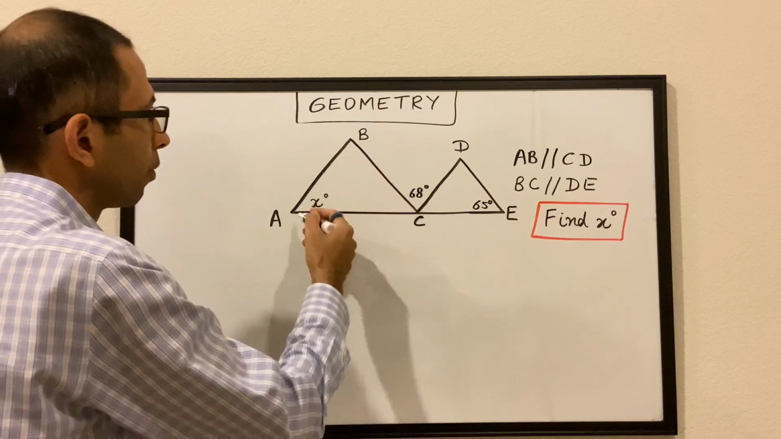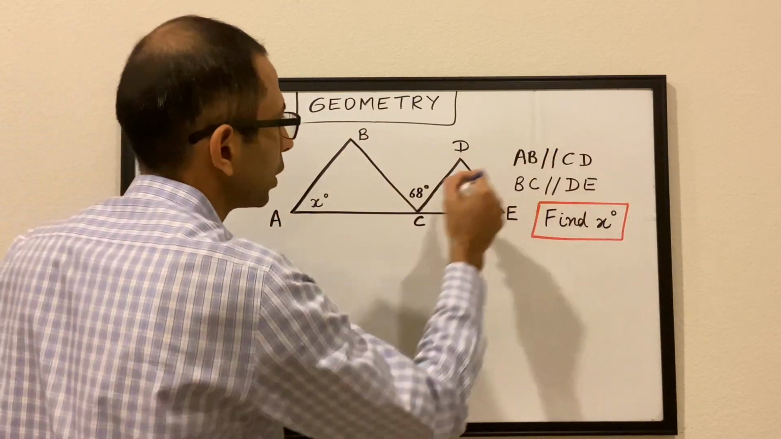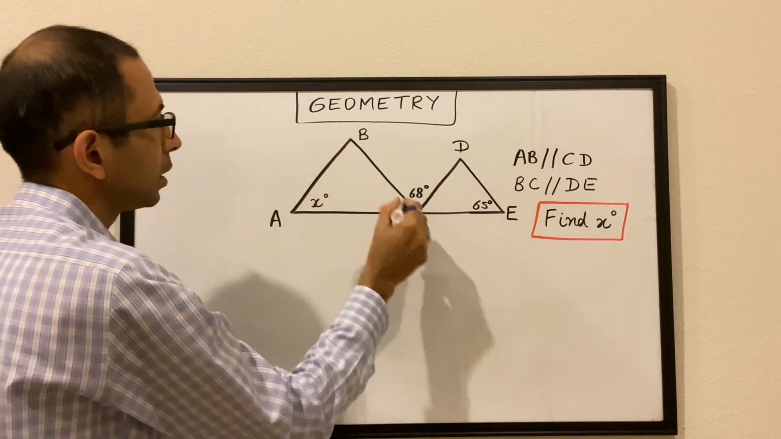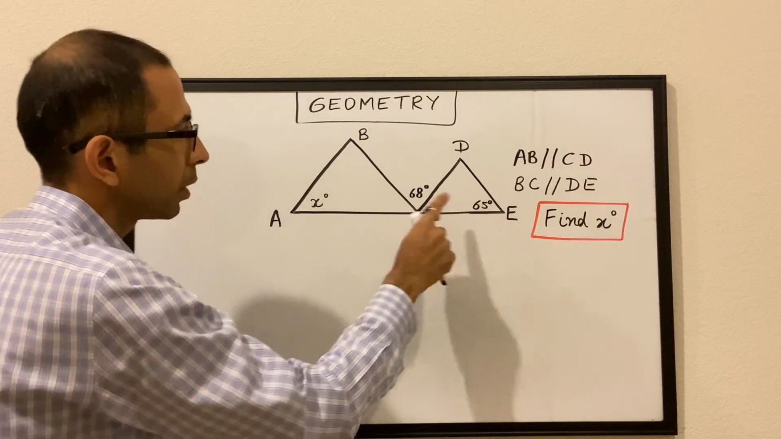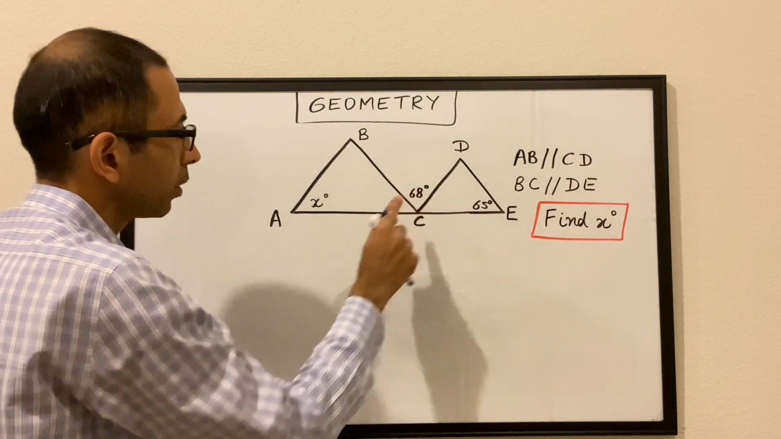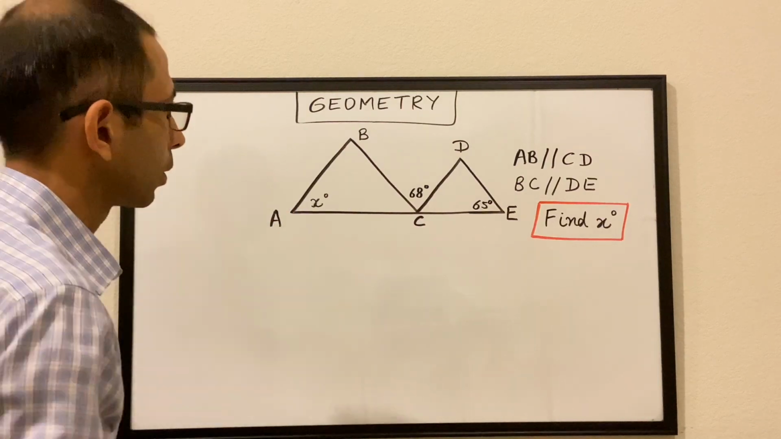So we have this diagram like this here. AB is parallel to CD, BC is parallel to DE. This angle is given as 65 degrees, this angle is given as 68 degrees, and we have to find the value of x.